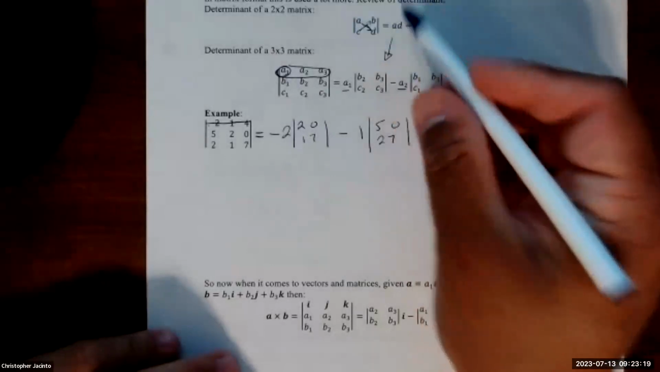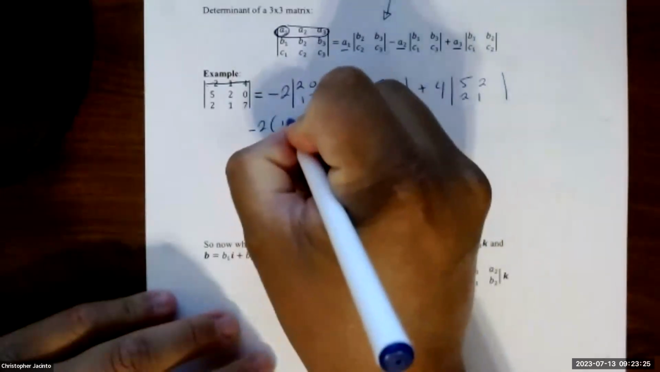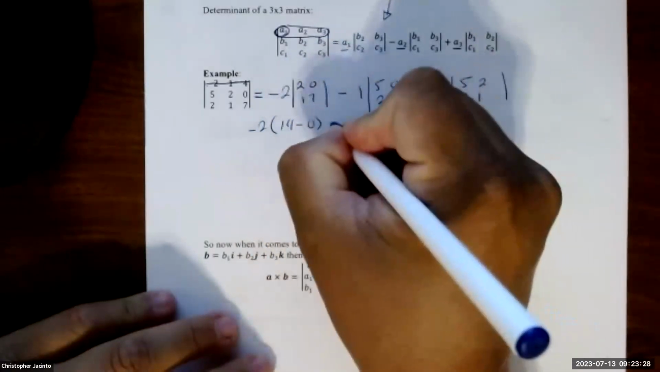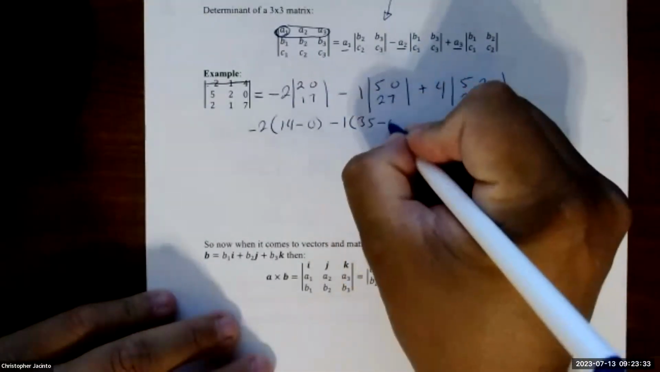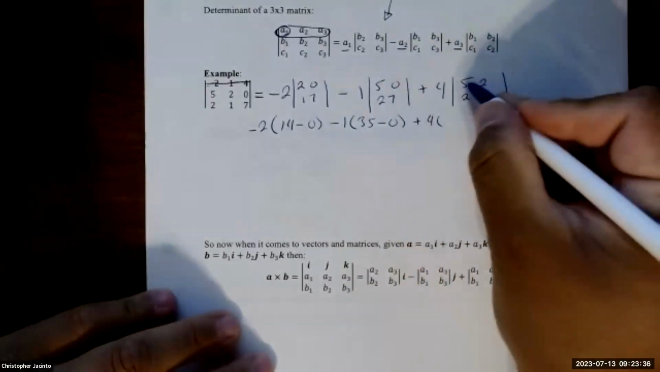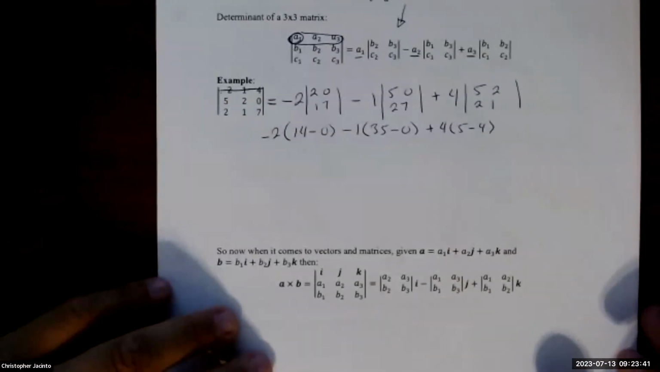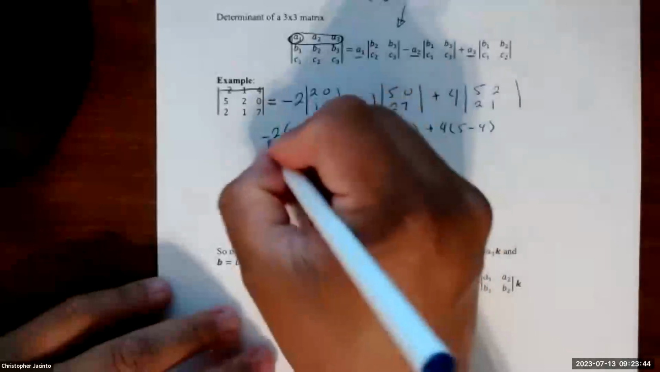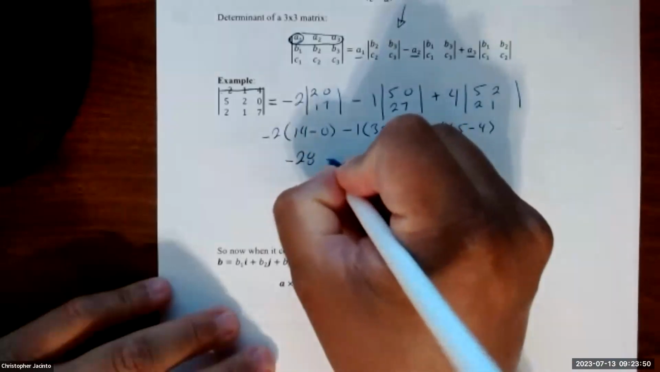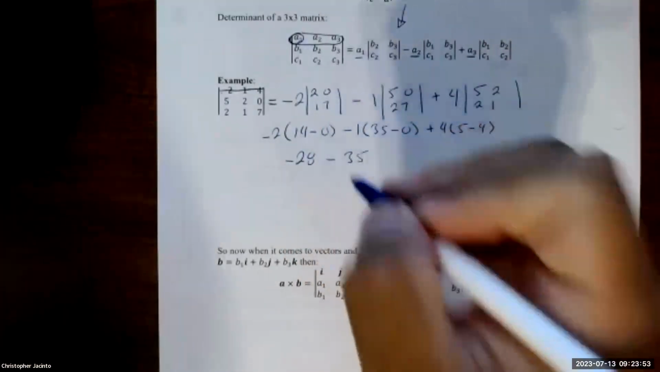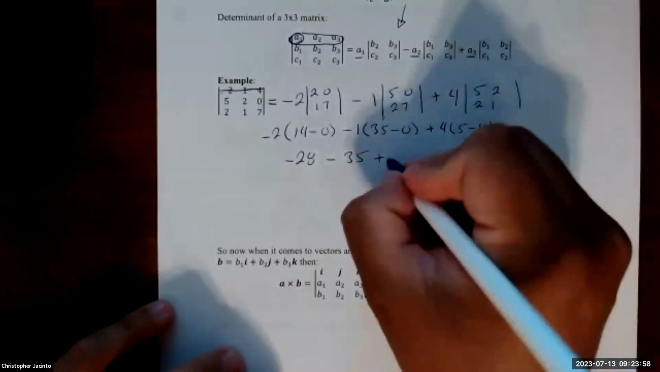Multiply, subtract, multiply. Okay, so we have -2 on the outside. So this would be 2 times 7 is 14, minus 0. Minus 1 times 5 times 7 is 35, minus 2 times 0 is 0. Plus 4 times 5 times 1 is 5, minus 2 times 2 is 4. And then we just keep going. So that's the 0, so it's going to be negative 28, minus 35, plus, this is 5 times 5 minus 4 is 1, so this is going to be 4.